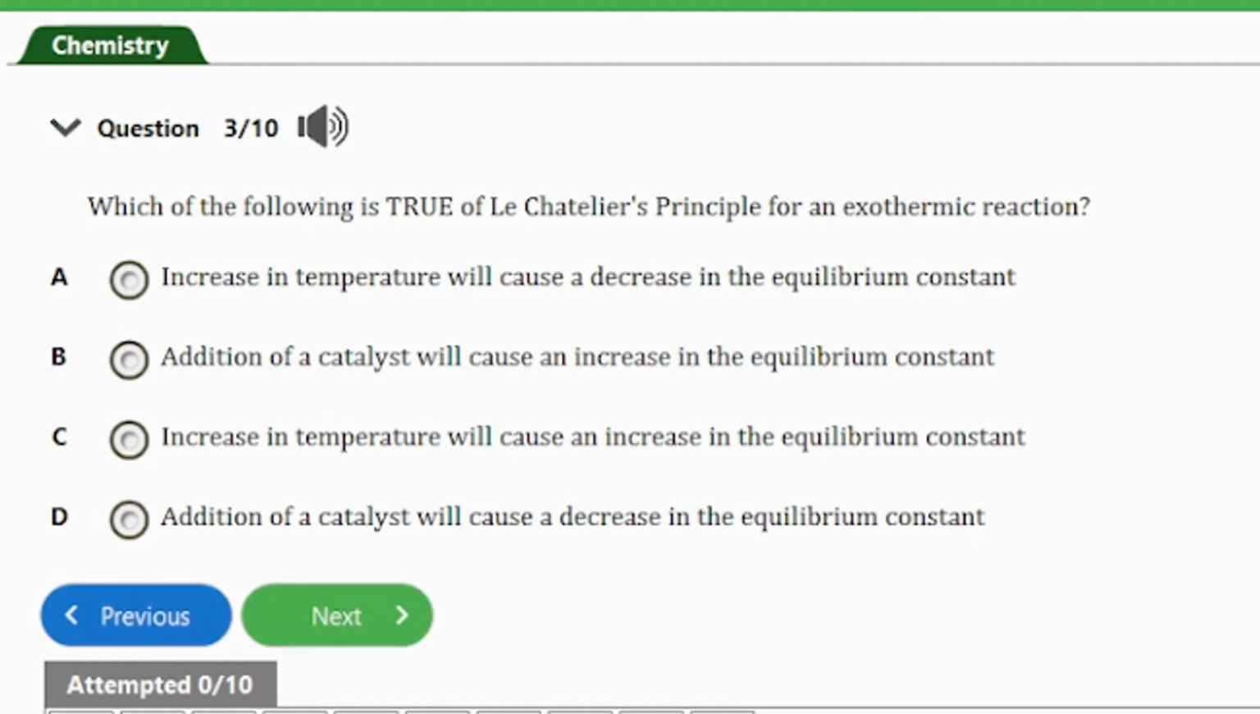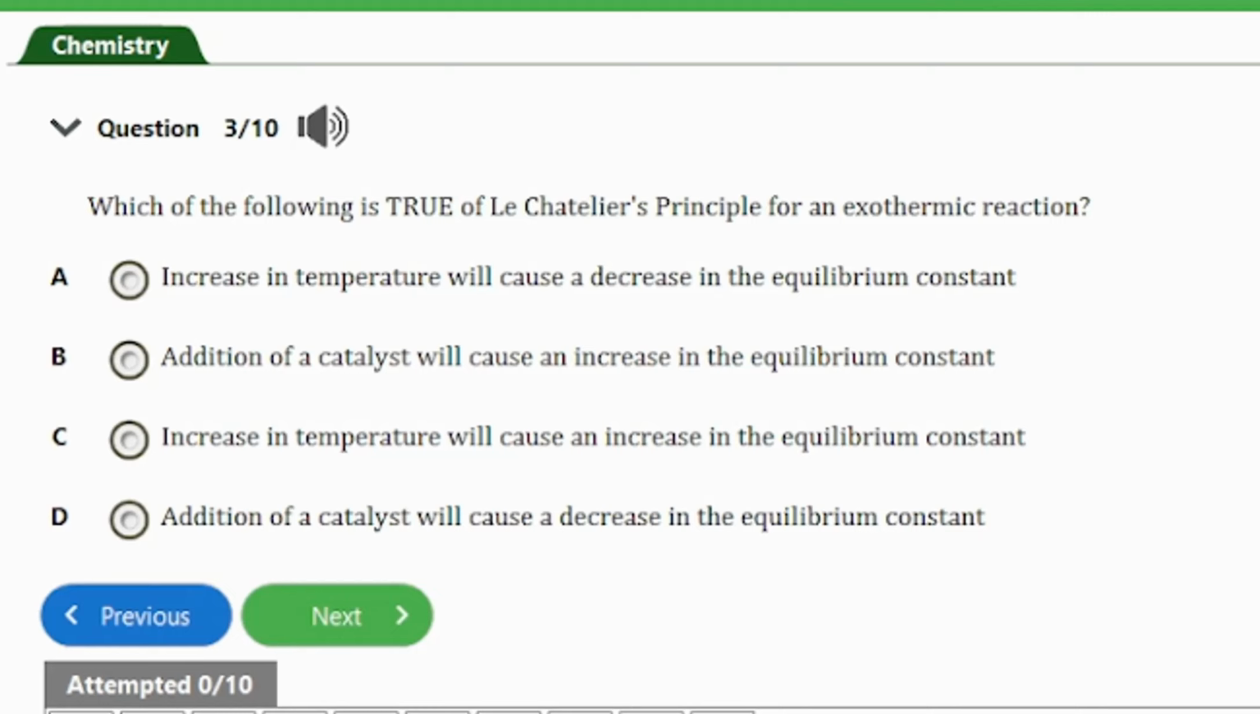Question number 3. It says, which of the following is true of Le Chatelier's principle for an exothermic reaction? A, increase in temperature will cause a decrease in the equilibrium constant. B, addition of a catalyst will cause an increase in the equilibrium constant. C, increase in temperature will cause an increase in the equilibrium constant. D, addition of a catalyst will cause a decrease in the equilibrium constant. So guys, the answer to this question is option A here. An increase in temperature will cause a decrease in the equilibrium constant.